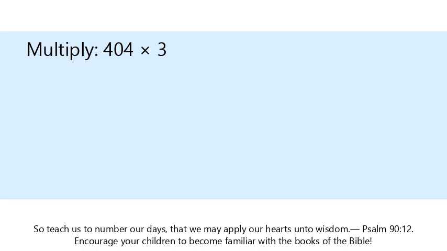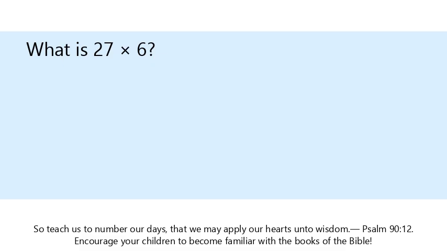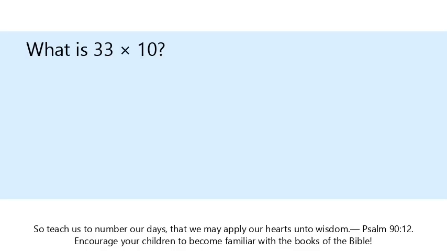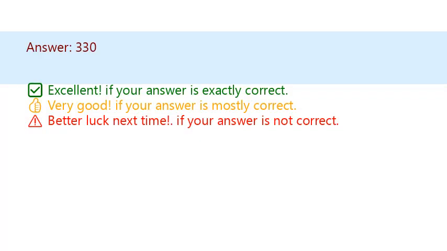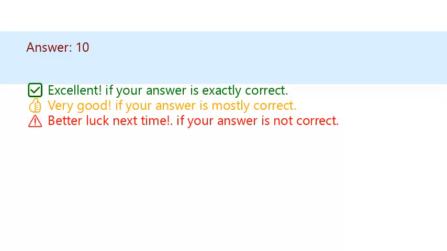Multiply 404 by 3. Answer, 1212. What is 27 times 6? Answer, 162. What is 33 times 10? Answer, 330. What is 80 divided by 8? Answer, 10.